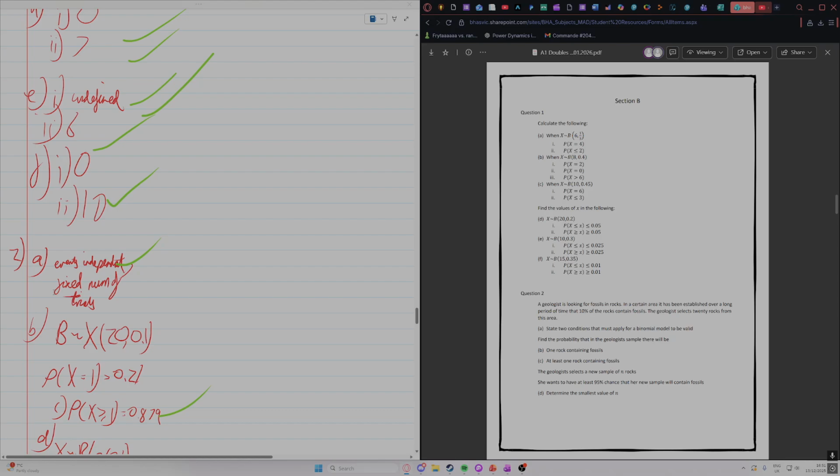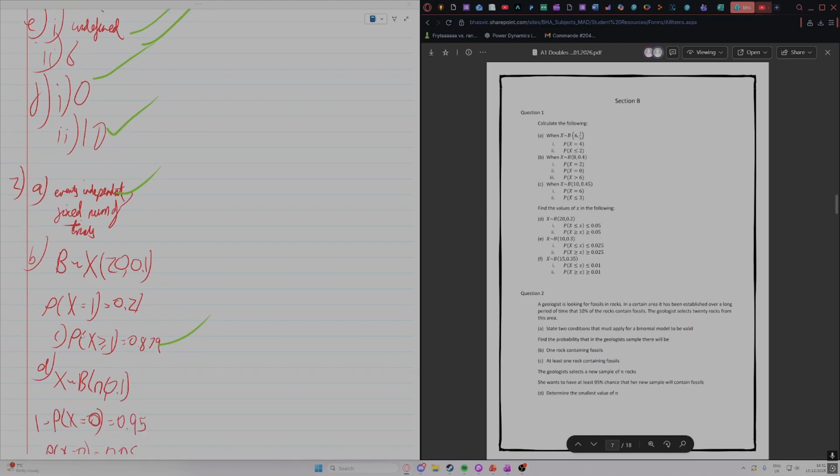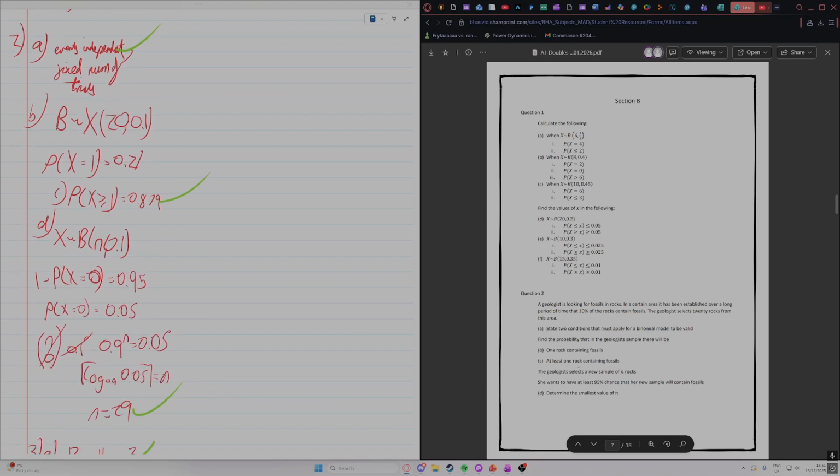Next, two conditions for the binomial distribution: independent events and a fixed number of trials. There's a few other ones as well. Then it's just some binomial distribution stuff. So this one is 1 rock, so it's x equals 1. At least 1 rock is greater than or equal to 1.